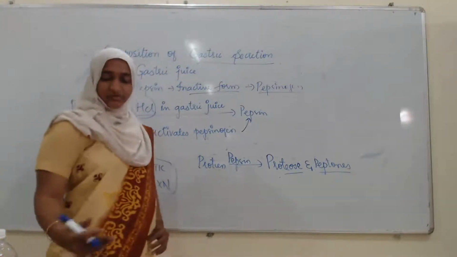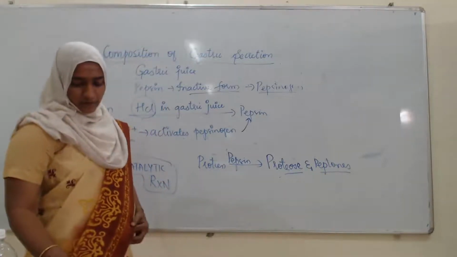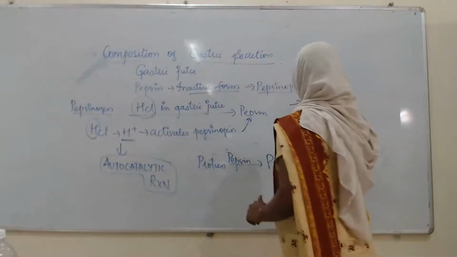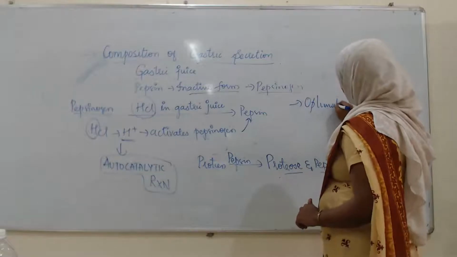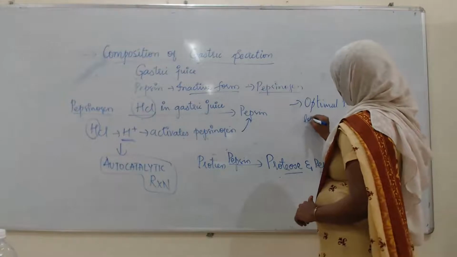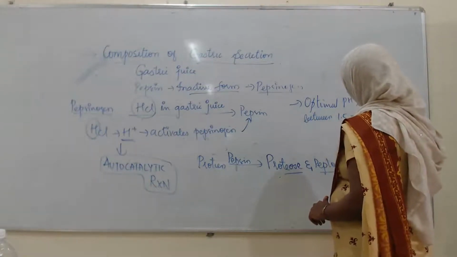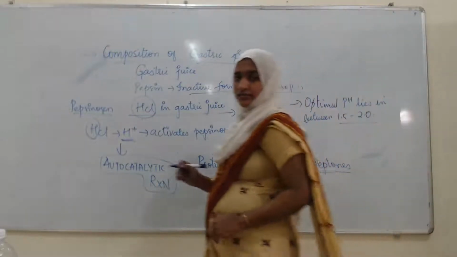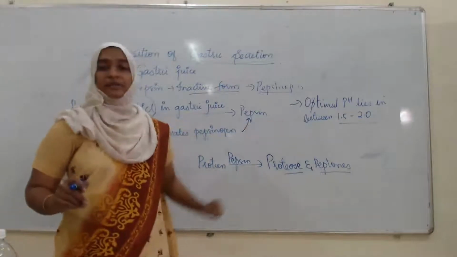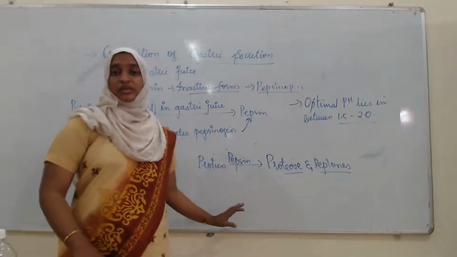Next we will see what is the pH of this pepsin. The optimal pH lies between 1.5 to 2.0. What is the pH of that pepsin? Here it gets activated at a pH of 1.5 to 2.0. So this is about the pepsin.